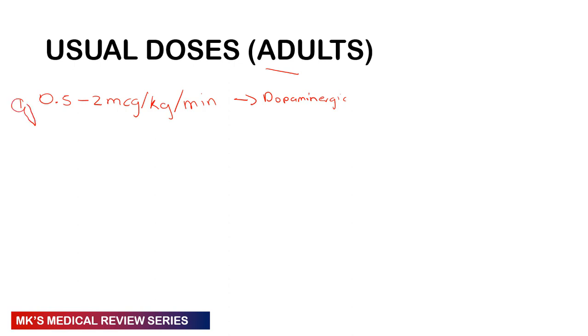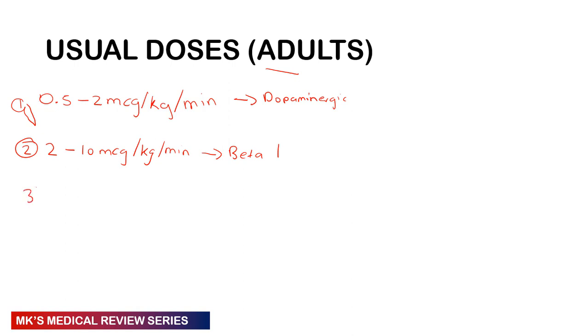Then our second dose is about 2 to about 10 micrograms per kg per minute. This is at a higher dose. This one is going to be working pretty much on our beta-1 adrenergic receptors. So this has a beta-1 effect.